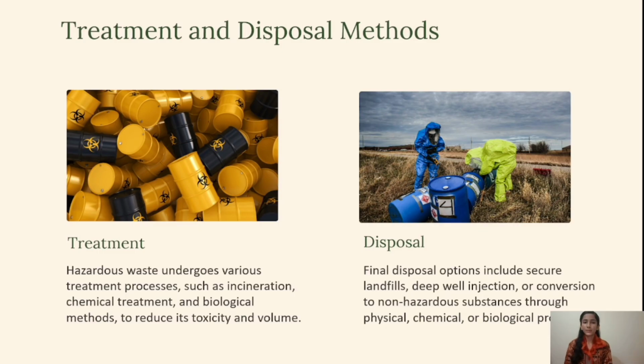Treatment and disposal methods. Treatment. Hazardous waste undergoes various treatment processes such as incineration, chemical treatment, and biological methods to reduce its toxicity and volume. Disposal. Final disposal options includes secure landfills, deep well injection or conversion to non-hazardous substance through physical, chemical or biological processes.